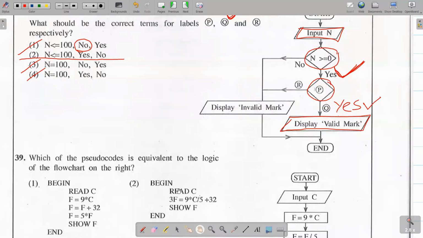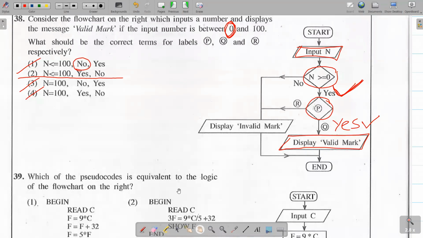People, are we clear until this point? Okay.